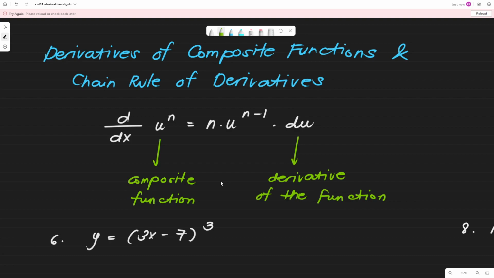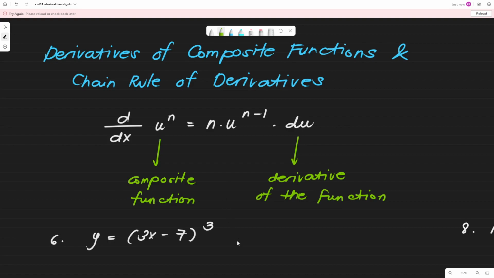So instead of expanding it, then apply the regular theorems, we are going to use the derivative of composite functions and the chain rule. So we have here the composite function u raised to n, and if we're going to get the derivative of it in respect to x, this will be equal to n times u raised to n minus 1 multiplied to du, where u again is the composite function and du is the derivative of the function. So ganun natin siya i-apply.